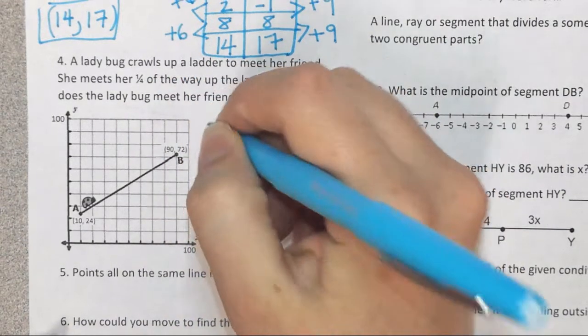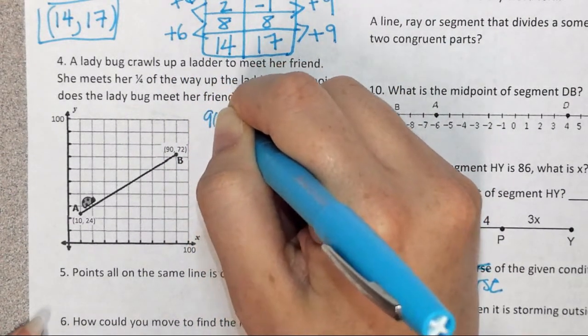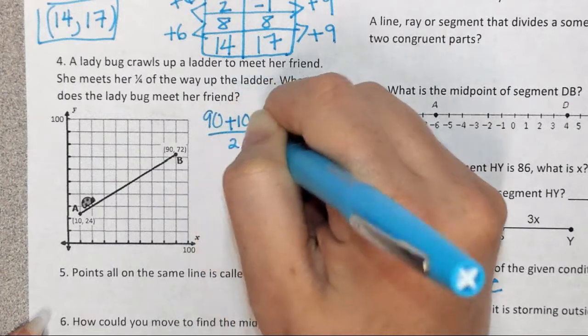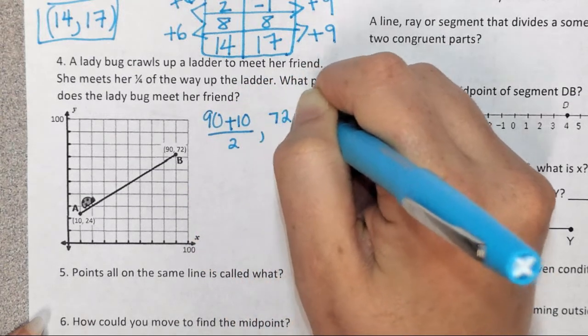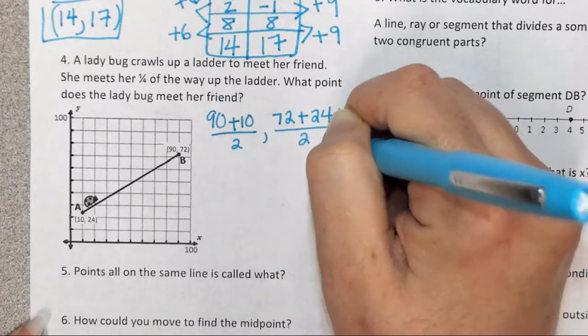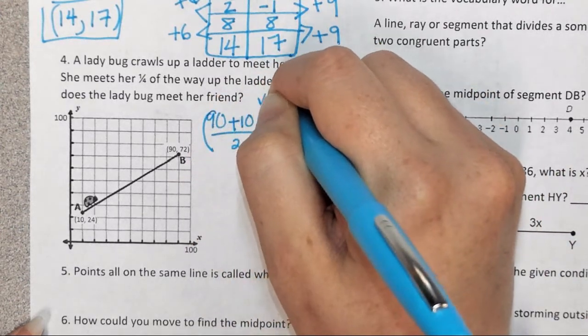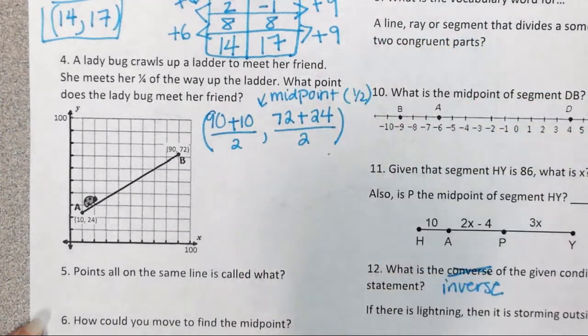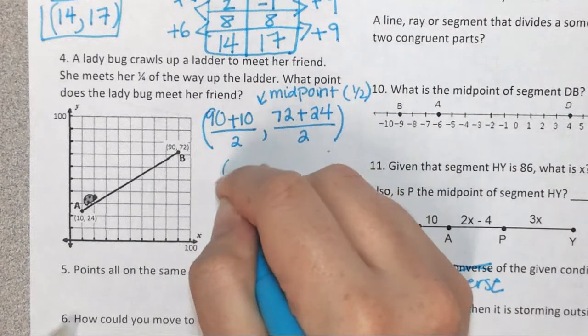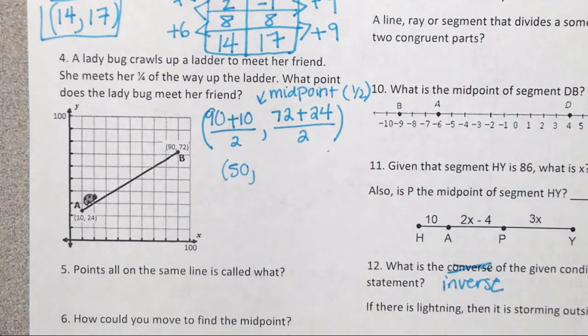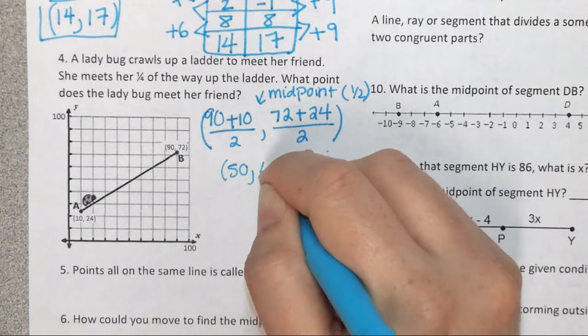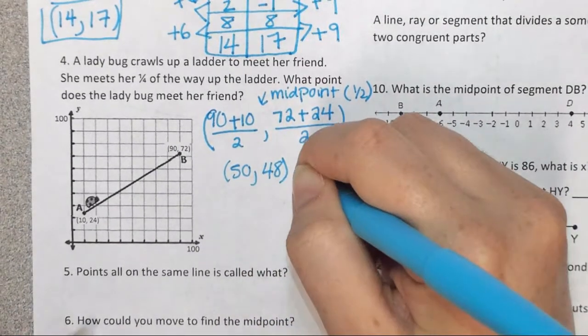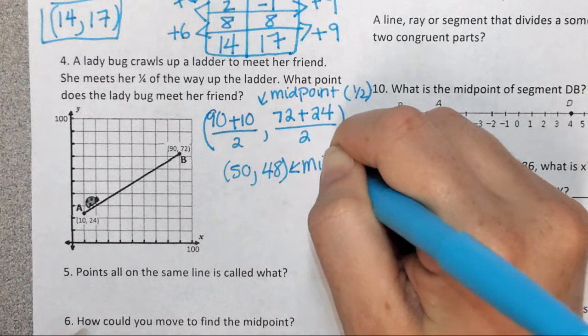Okay, so I'm going to start with getting my midpoint using the midpoint formula. So 90 plus 10 divided by 2 and 72 plus 24 divided by 2. This is going to be my midpoint, or the 1/2 point. 90 plus 10 divided by 2 gives me 50, and then 48. Okay, this is my midpoint.